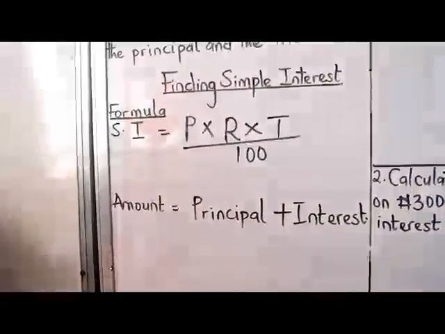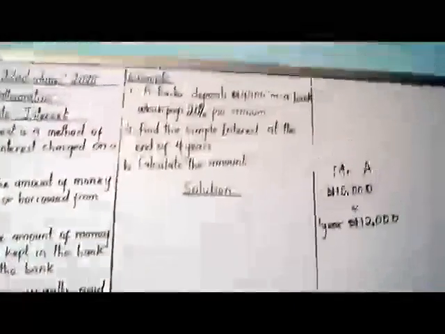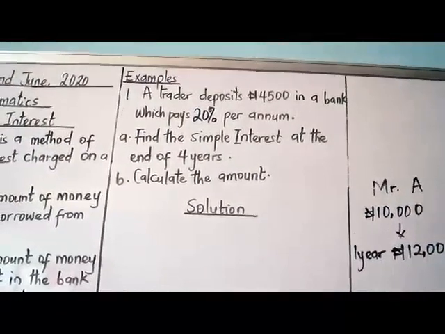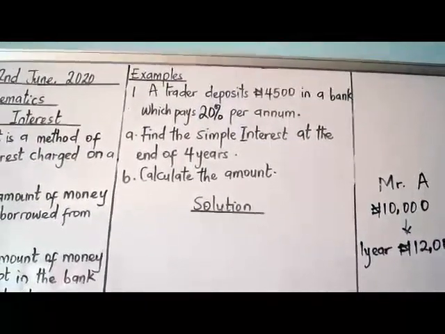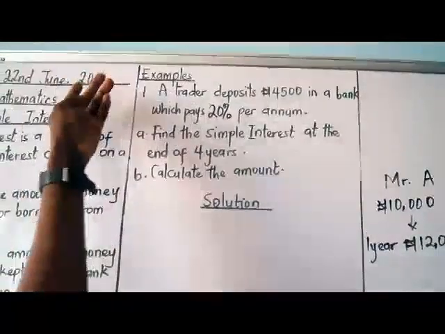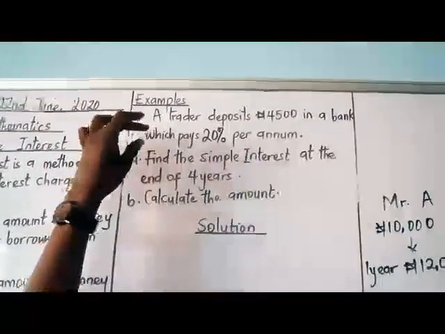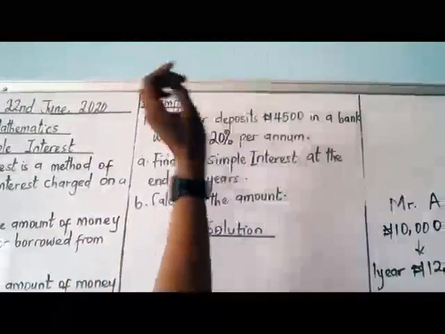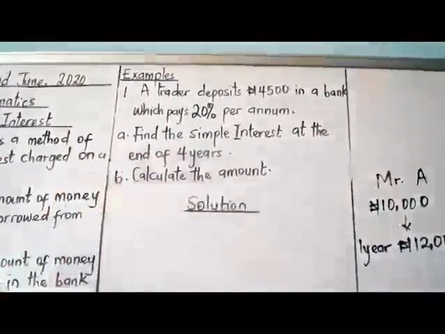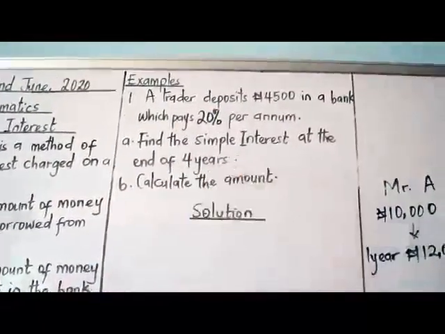To have a better understanding of this topic, let's look at the following examples. Now, let's read example 1. A trader deposits 4,500 in a bank, which pays 20% per annum. That is, this trader deposited 4,500 naira, and at the end of every year, is expected to gain 20% of this particular amount deposited in bank. Now, let's look at question A. Question A says, find the simple interest at the end of 4 years.